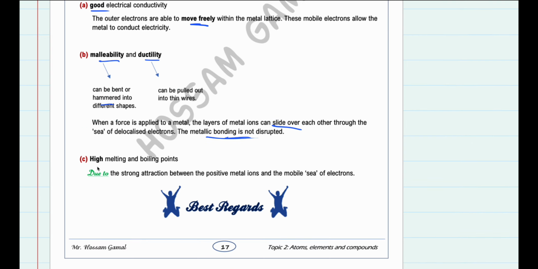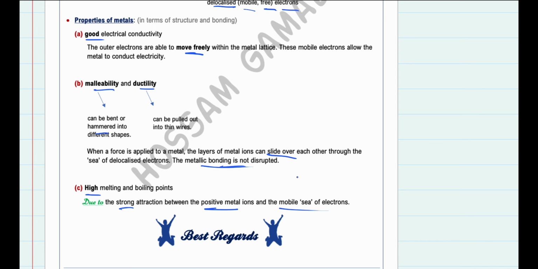Finally, metals have high melting and boiling points, and once again, because of the strong attractions between positive metal ions and the mobile or delocalized sea of electrons. So as you may notice, in all of the properties of metals, we boil it down to the delocalized sea of electrons. I hope that helps.